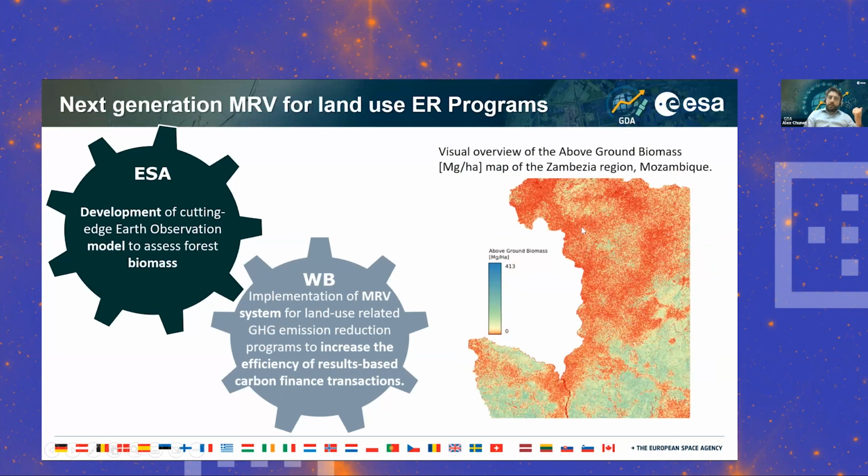Yet another example is digital MRV systems. Here, basically what we've done is that we've mobilized a team in Mozambique to develop an Earth observation model to assess forest biomass. And this fed actually in the implementation of an MRV system for land use related GHG emission reduction programs to increase the efficiency of result-based carbon finance transactions. So this specific example is on Mozambique, but it has actually the potential to be scaled up at global level. It's just that, of course, those topics are very complicated and we're still in the piloting phase. Depends a lot on the availability of in-situ data. But let's say that there is this perspective of potentially scaling this up.